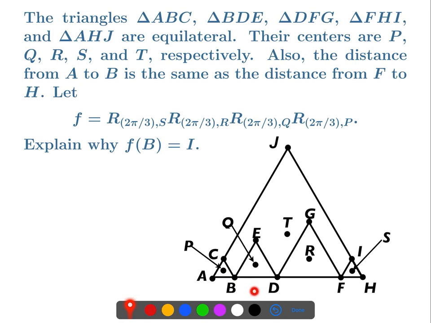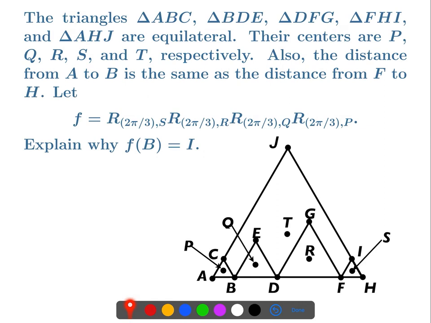And then we got to rotate around R by 2 pi over 3. We're getting off the picture here. And it's getting a little messy. So we want to try a different approach to explain why F of B equals I.